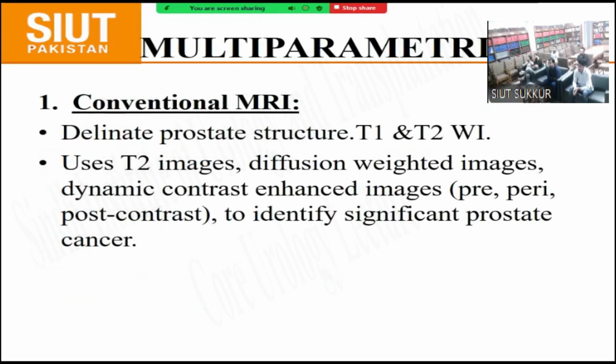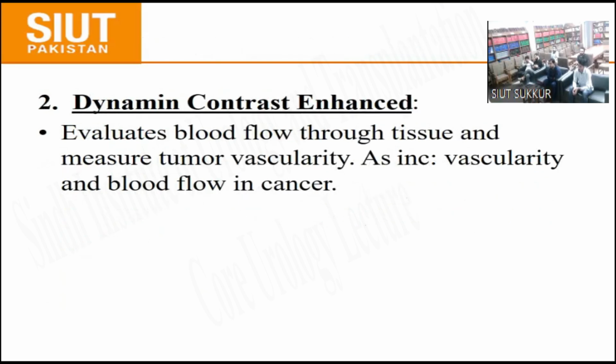In multiparametric MRI, there are multiple sequences. The conventional MRI delineates the prostate structure in T1 and T2 weighted images. Then there are the diffusion weighted image and the dynamic contrast enhanced image, taken pre, peri, and post contrast, to identify significant prostate cancer. The second component of multiparametric MRI is dynamic contrast enhanced imaging, in which we evaluate blood flow through the tissue and measure tumor vascularity, as cancer has increased vascularity and blood flow.